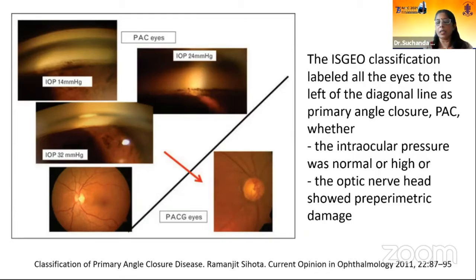And they could have normal IOPs, they could have raised IOPs. The only thing that they had in common was that they did not have a perimetric optic nerve glaucomatous damage. But this gamut of entire cases who were classified only under PAC did not have the same management protocols, but they were just getting classified under one head.